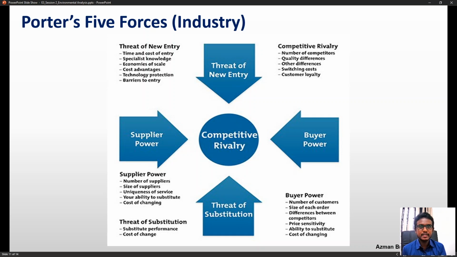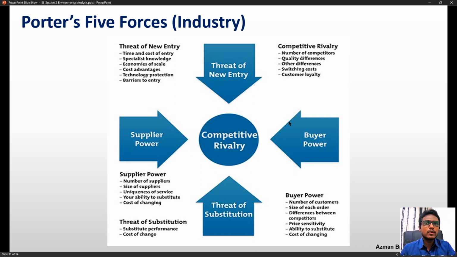So Porter identified that to operate in an industry, there are 5 forces that compete with you or that affect you. What are these? Competitive rivalry or competition itself. Then in terms of power, bargaining power, you have the buyer to deal with, so buyer power, and the supplier power. And as threats, other forms of threats other than direct competition, you can have the threat of substitution, or you can have the threat of new entrants. Yeah, so these are the 5 forces that you take into consideration when you are analyzing the industry.